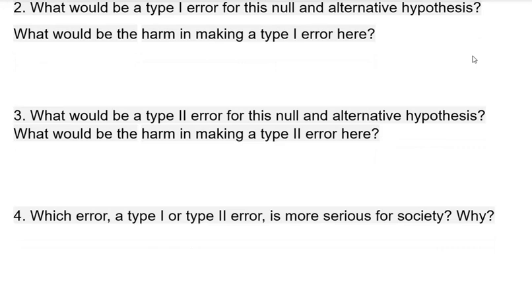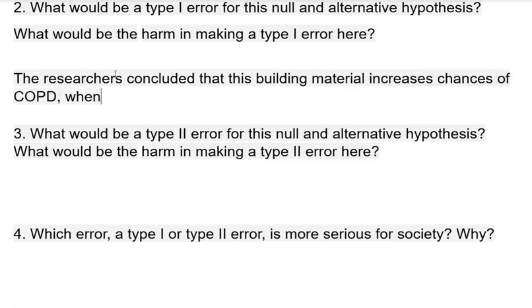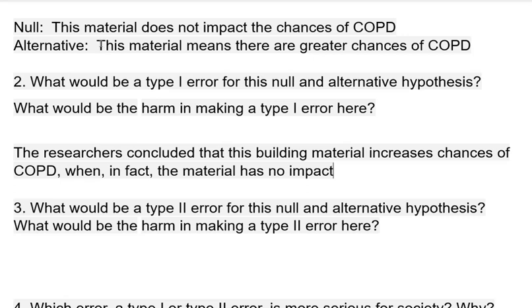Okay, so a type 1 error is a false positive. In other words, that means the researchers said, hey, we found something, when actually they made a wrong conclusion. Either there was a bias in the data they didn't see. That's actually usually the most common one. It's very rare for a computation error these days. So type 1 error would be to say, in this context, the researchers concluded that this building material increases chances of COPD when, in fact, material has no impact. Type 1 error is where you're saying, we're going to go with the alternative. We think this is true, when the researchers are actually wrong.